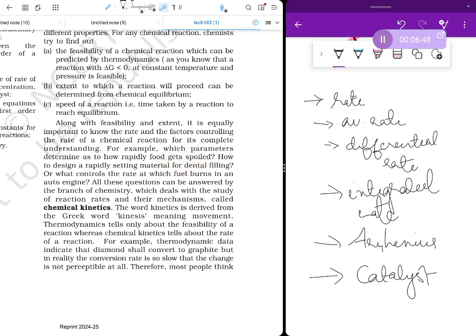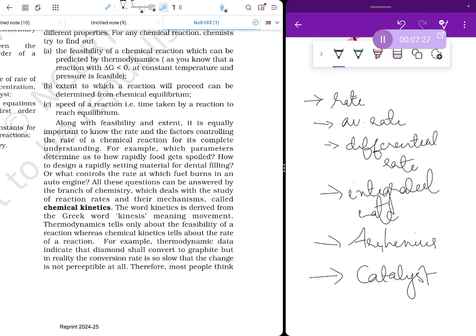How to design a rapidly setting material for dental filling? When you fill whatever is used in the dental filling, how long it will stay there. Or what controls the rate at which fuel burns? The rate at which the fuel burns in an auto engine, how fast the fuel is burning in that engine.